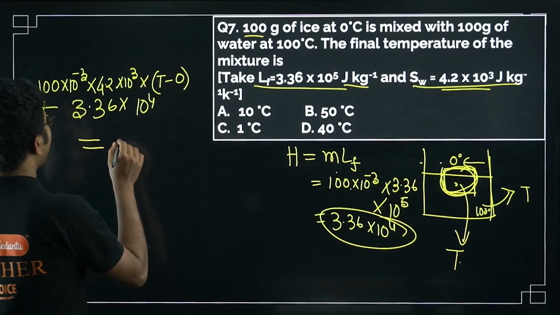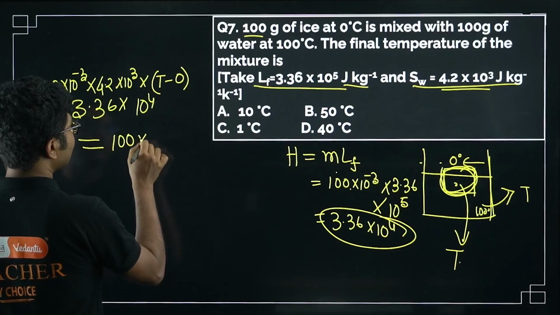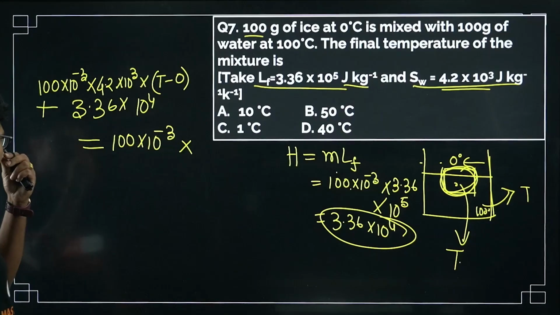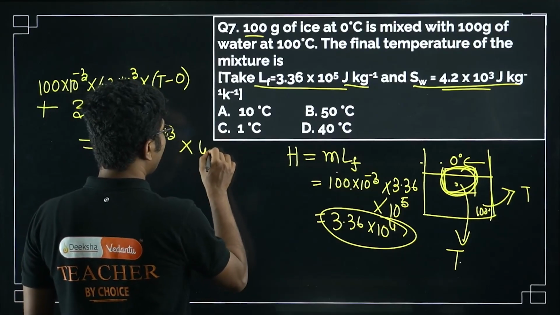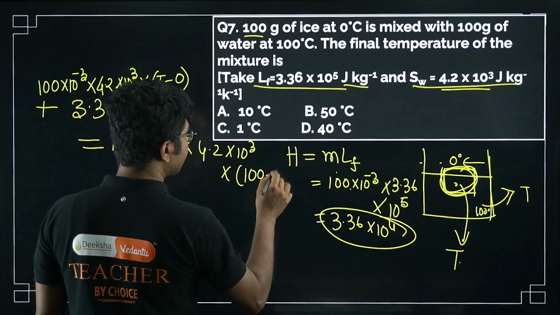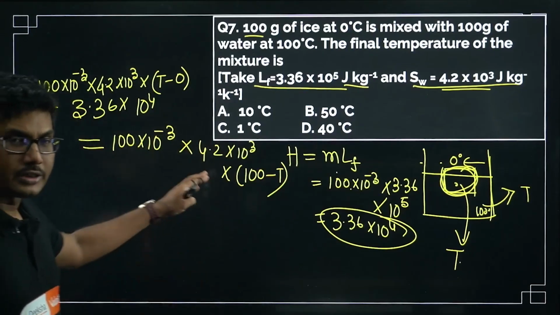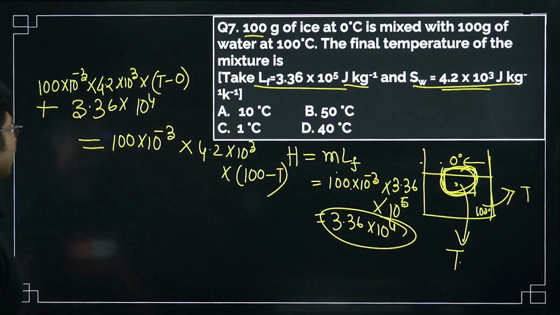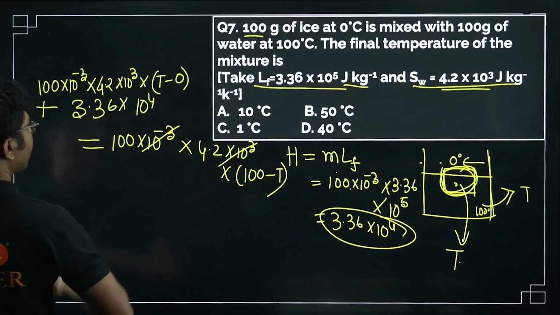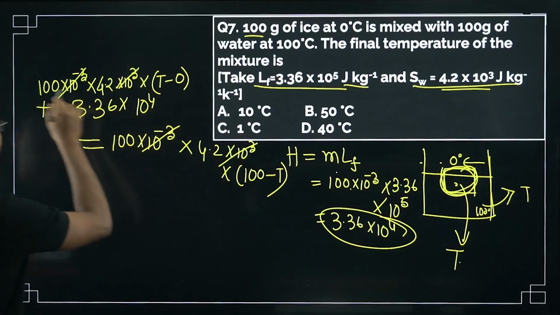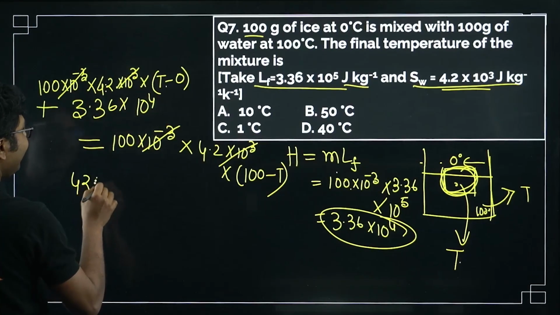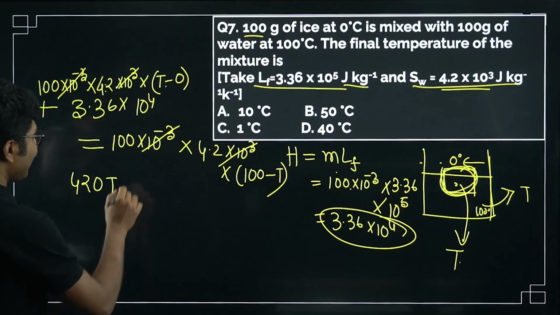For the hot water, its mass was 100 grams, so 100 into 10 to the power of minus 3, into specific heat 4.2 into 10 to the power of 3, into temperature change. Its initial temperature was 100 and final temperature is T. Because it is decreasing in temperature, it will be 100 minus T. Now we can cancel the 10 to the power of minus 3 with the 10 to the power of 3. So we get 100 into 4.2 into T, that is 420 T.